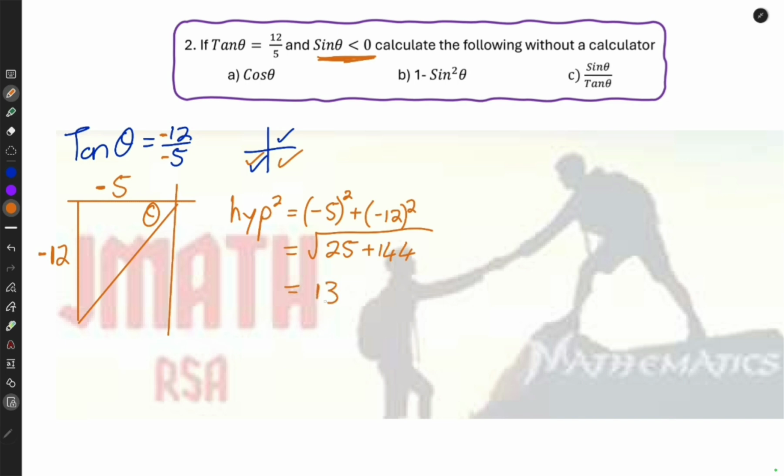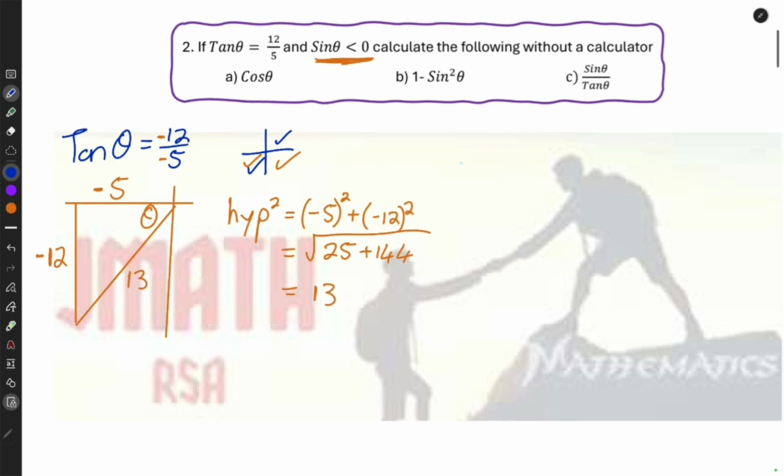Now notice I'm not writing plus minus because the hypotenuse can never be negative. So there my triangle is complete. Now I can answer the questions. So cos theta is just equal to adjacent over hypotenuse, so minus 5 over 13. That's it. I get my marks for that.